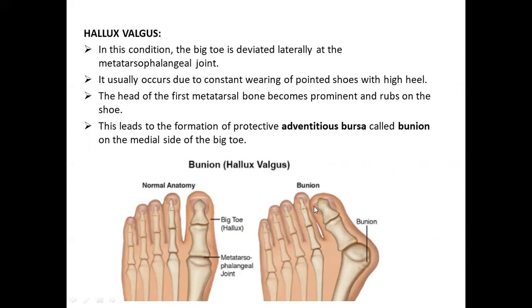Hallux valgus. In this condition, the big toe is deviated laterally at the metatarsophalangeal joint. Normally देखा जाता है due to constant wearing of pointed shoes with high heels. The head of the first metatarsal bone becomes prominent and it rubs against the shoe. Because there is rubbing, तो protective mechanism की वजह से there is a bursa है and this is known as bunion.